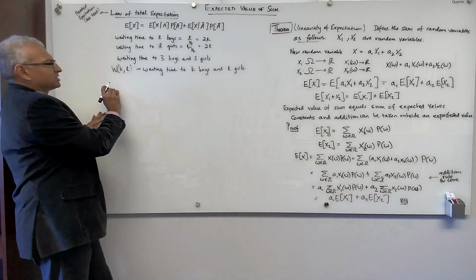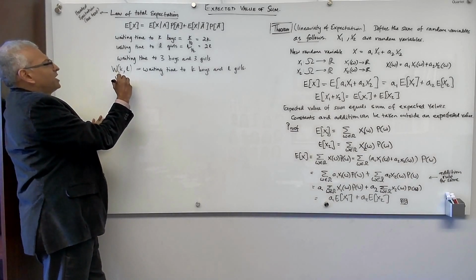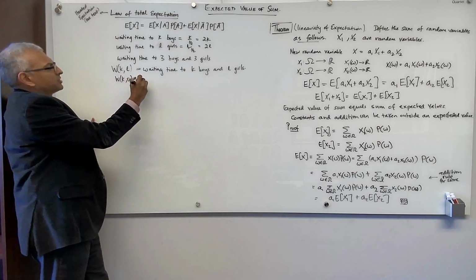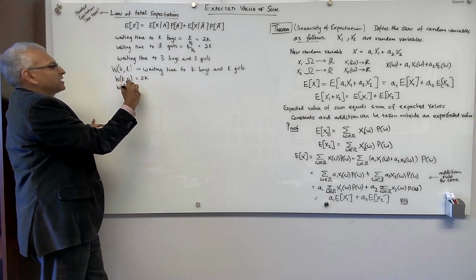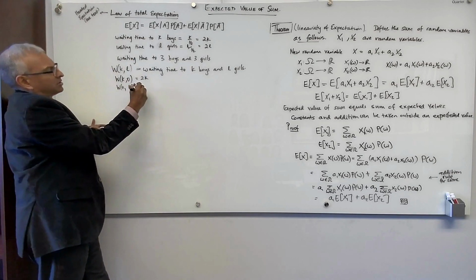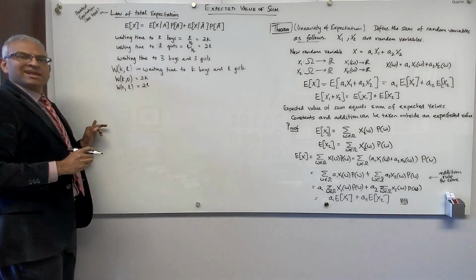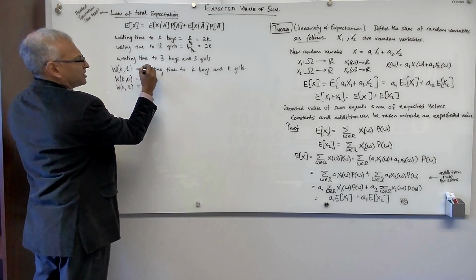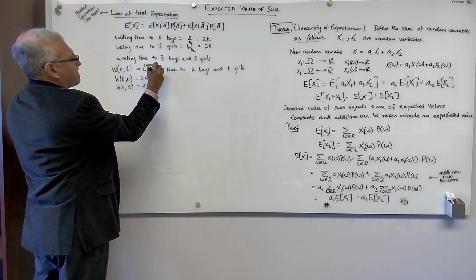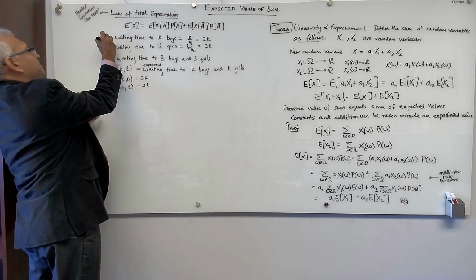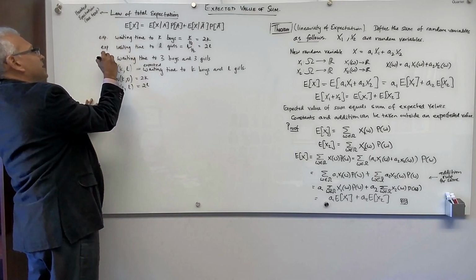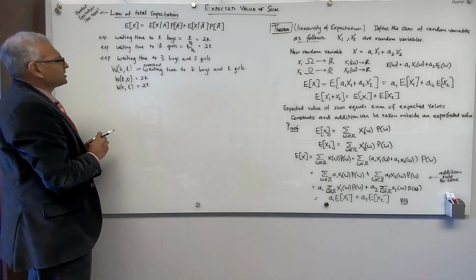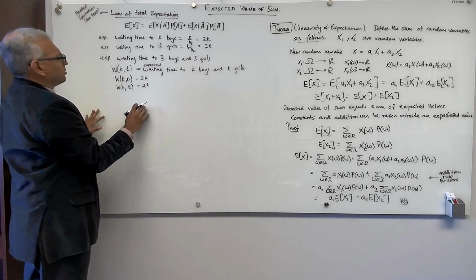So for example, let's start with some easy cases. You're waiting for K boys and 0 girls. Well, we just computed that. That's waiting for K boys, so that's 2K. You're waiting for 0 boys and L girls. Well, we computed that, the waiting time to L girls. That's 2L. Now let's see if we can analyze in general. Remember, in all cases, we're talking about expected values. So what is the expected waiting time to K boys and L girls?